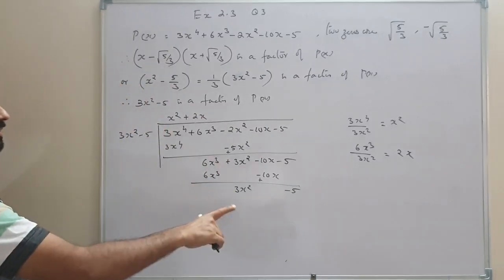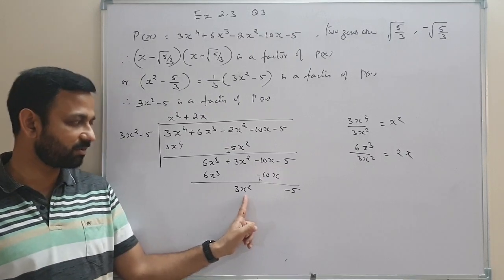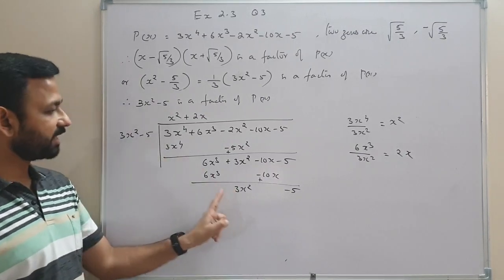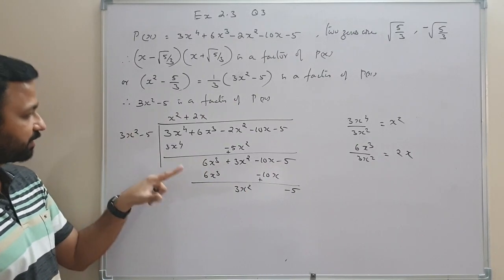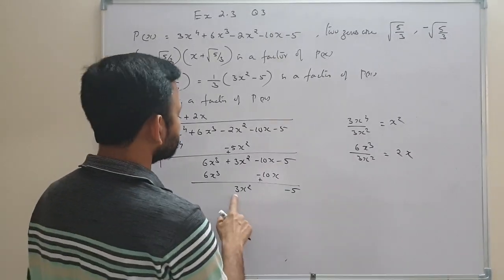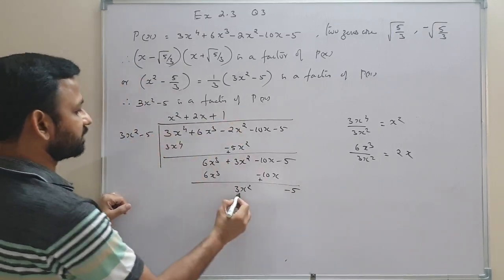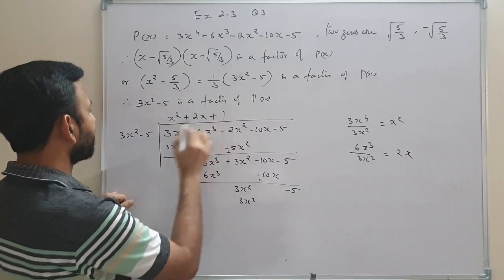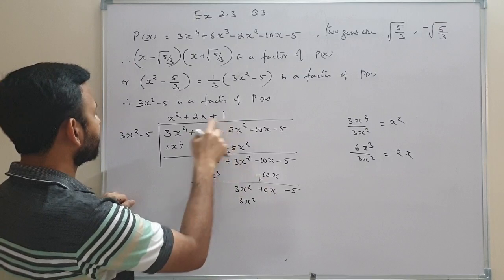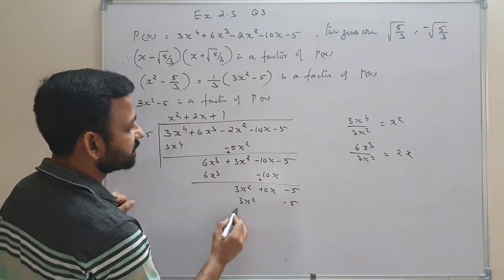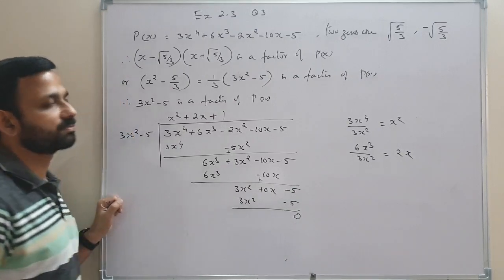We will continue the division till we get the degree of the remainder less than the degree of the divisor. So here the degree of the remainder is 2, the degree of the divisor is also 2, so we need to continue that division. Then 3x square upon 3x square, 1. 1 into 3x square, 3x square. 1 into minus 5, that is minus 5. Then 3x square cancelled, here remainder 0.